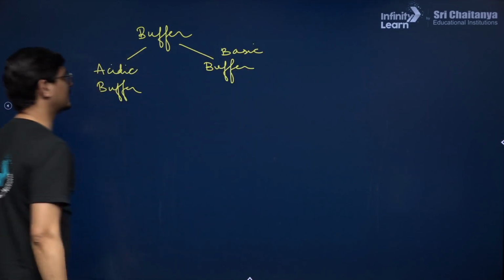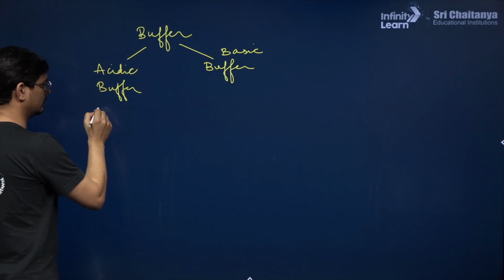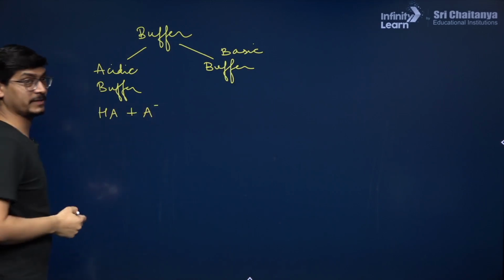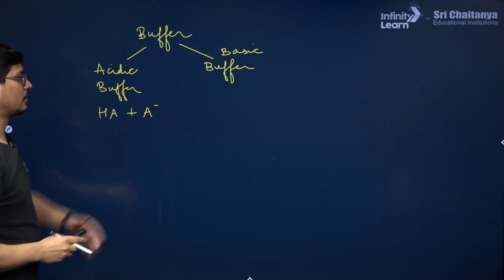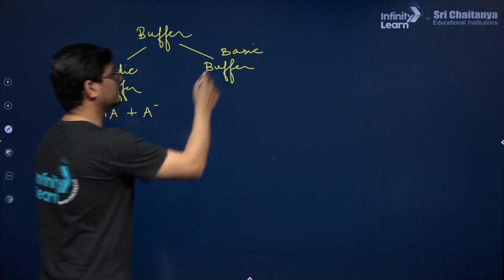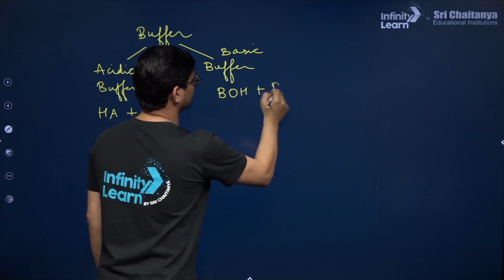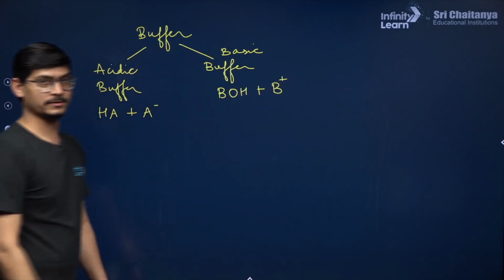Now what happens in an acidic buffer? You have a weak acid, HA, and its conjugate base. Both species should be present, right? A weak acid and its conjugate base. Similarly, in a basic buffer, you should have a weak base and its conjugate acid, both.